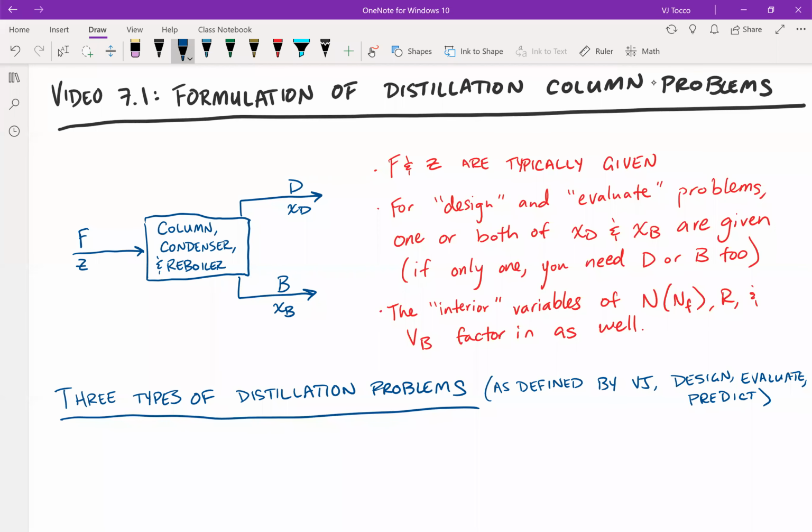Those three types are the design type problem, the evaluate type problem, and the predict type problem. Just as an aside, these are my own definitions that help me keep clear what the problems are. I didn't get these from a textbook, so if you try to look these up on the internet, just be aware that you may not be able to find them.